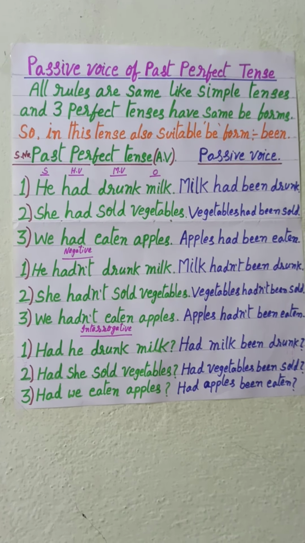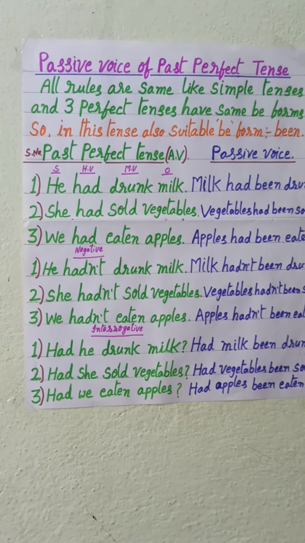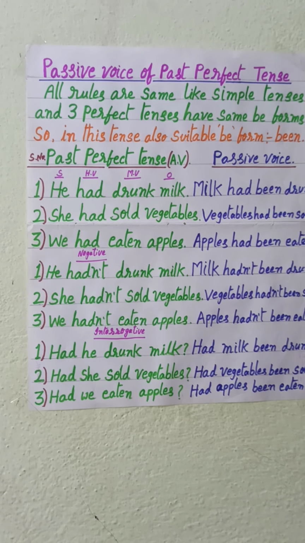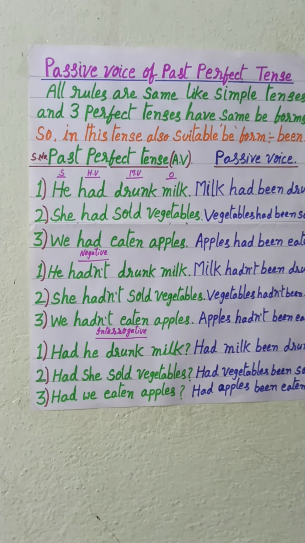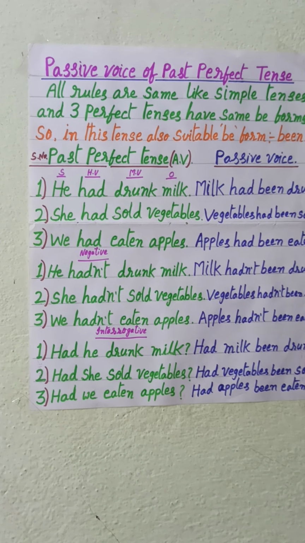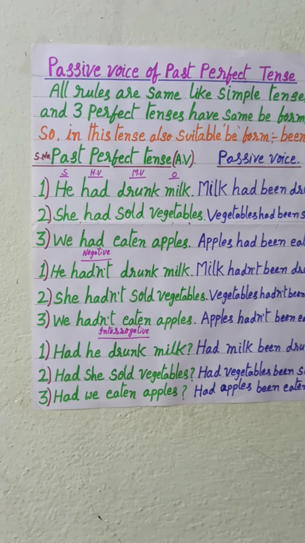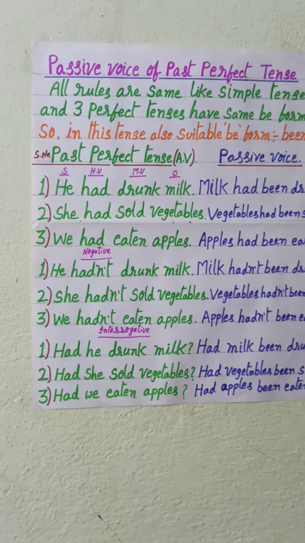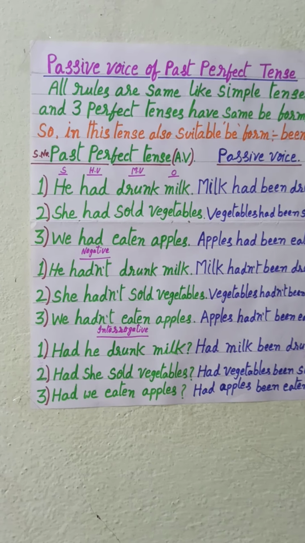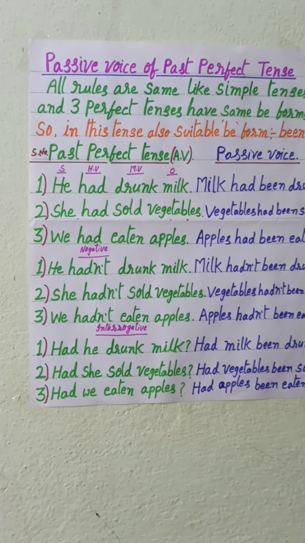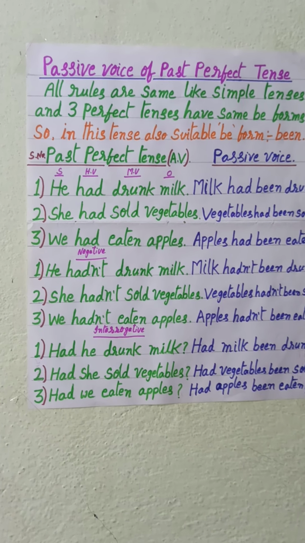The second sentence, she had sold vegetables before she got corona. In the passive voice, vegetables had been sold before corona was got. In the active voice, got is V2. In the passive voice, got is V3.